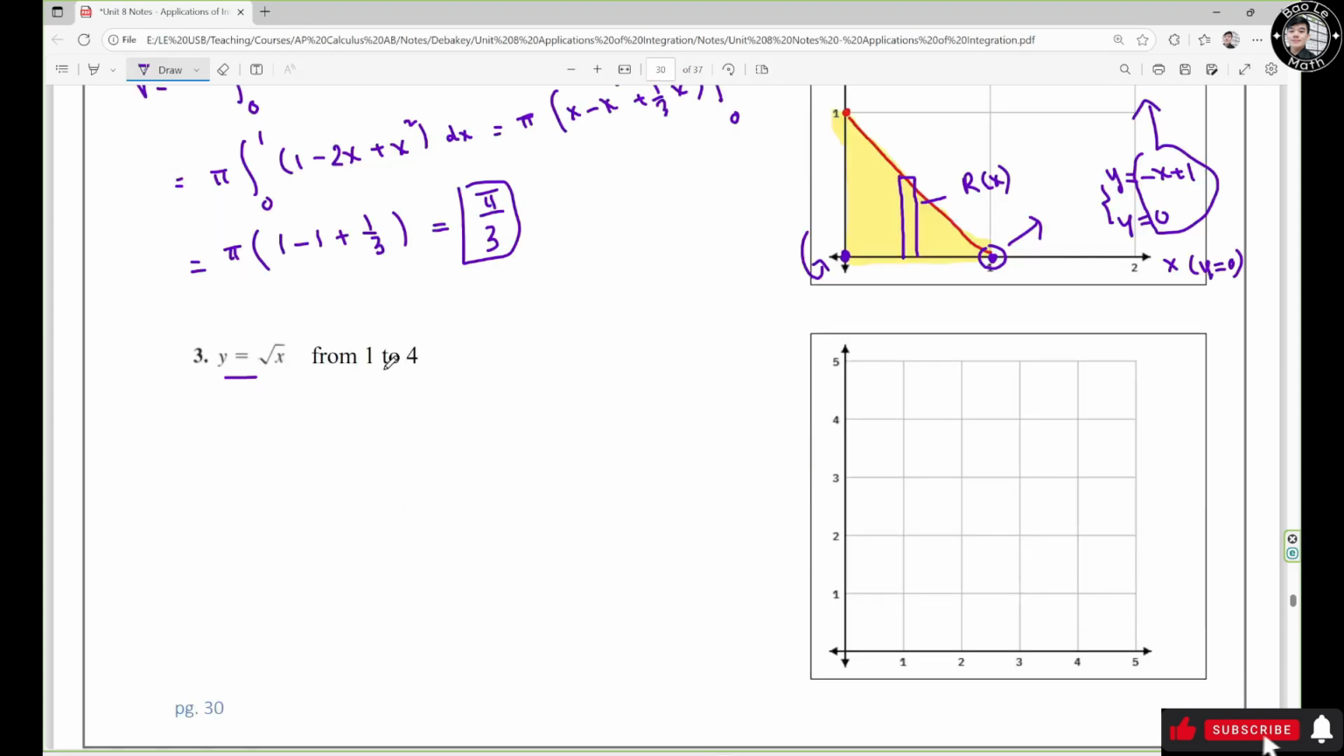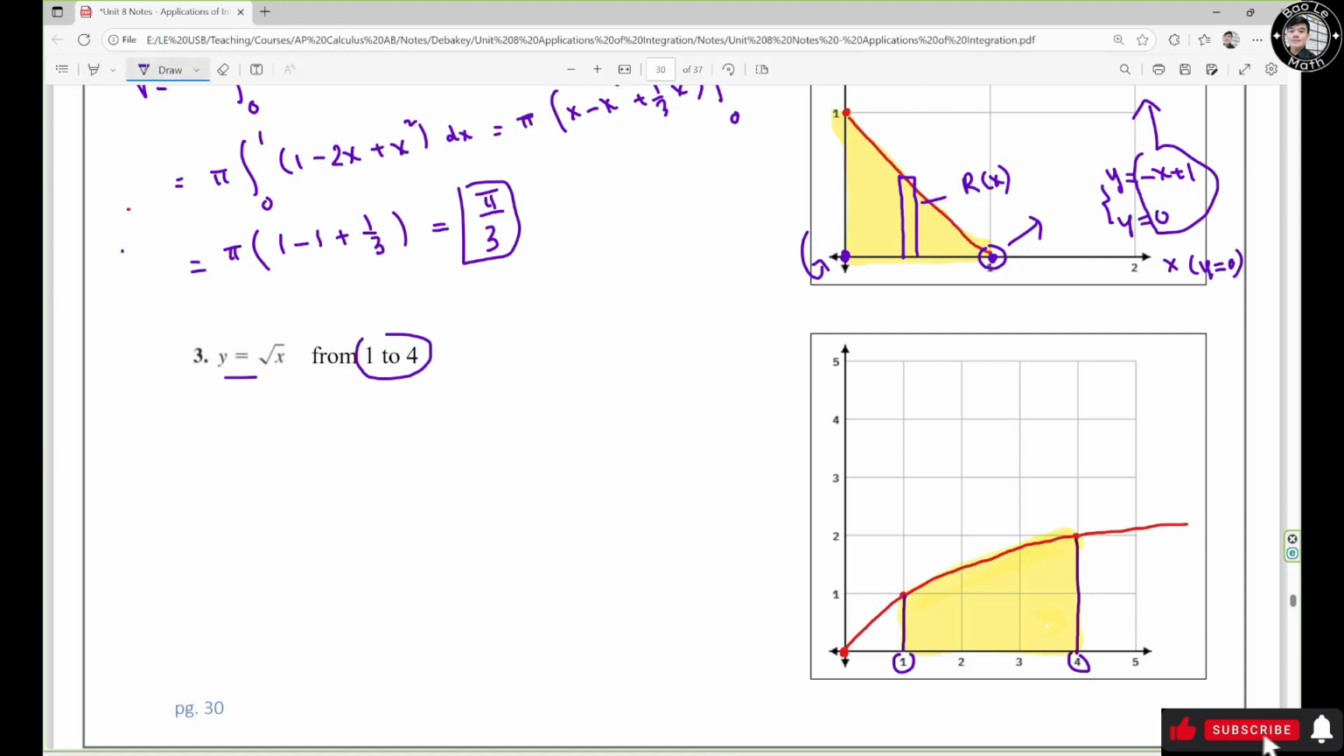y equals square root of s from 1 to 4, right? Now s equals 0, y equals 0. We get the first point, right? s equals 1, y equals 1. Second point, right? s equals 4, y equals 2. Right here. Now I just connect these 3 points. Now we have restricted domain from 1 to 4, right? So 1 right here and 4 right here, right? So the region should be from here to here only, right?